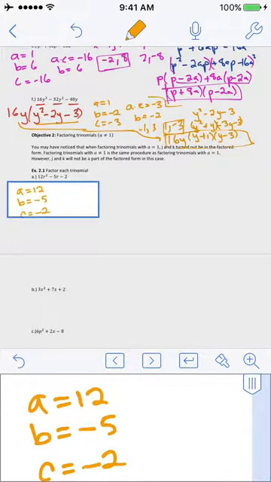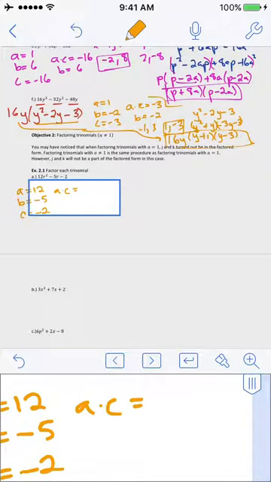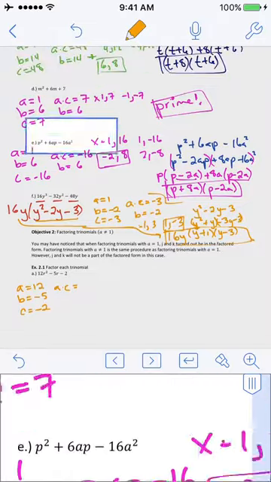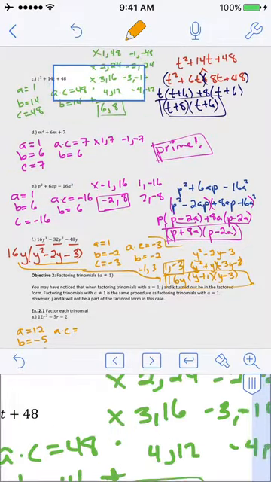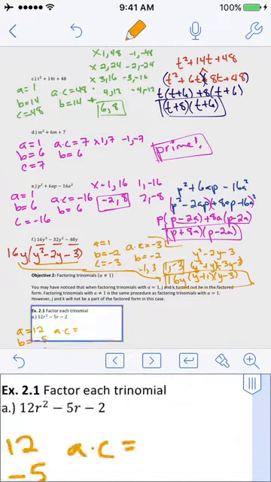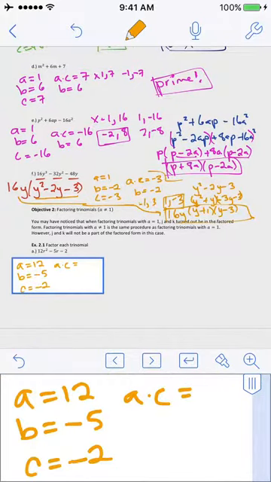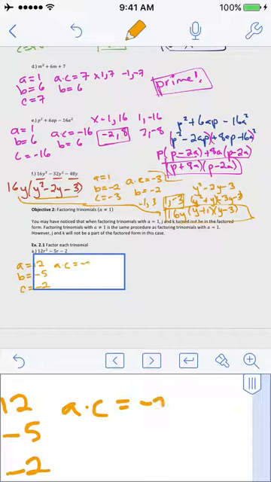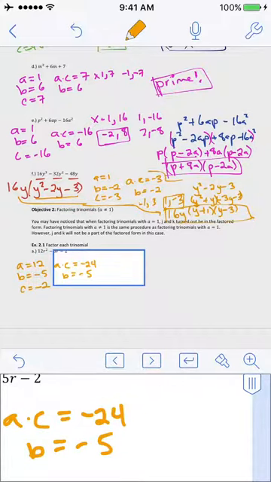Okay, I need to find 2 things that multiply to a times c. Here's where the difference is happening. Notice up until now, a has always been equal to 1, so a times c is just the same thing as c. This time it's not. 12 times -2 is -24. It's really not that big a difference, right? But that's really the only thing that's changed. And then b is -5, so we need 2 numbers that multiply to this and add to that.